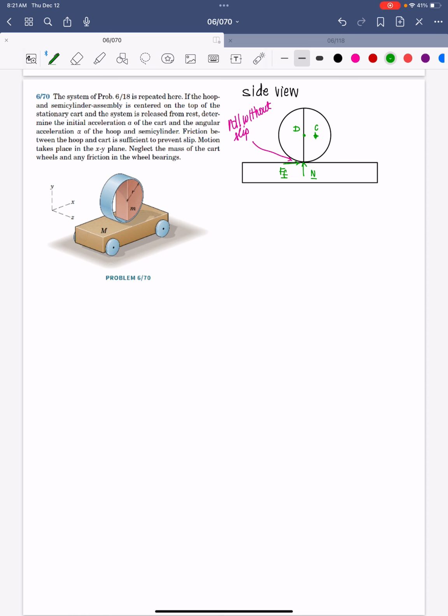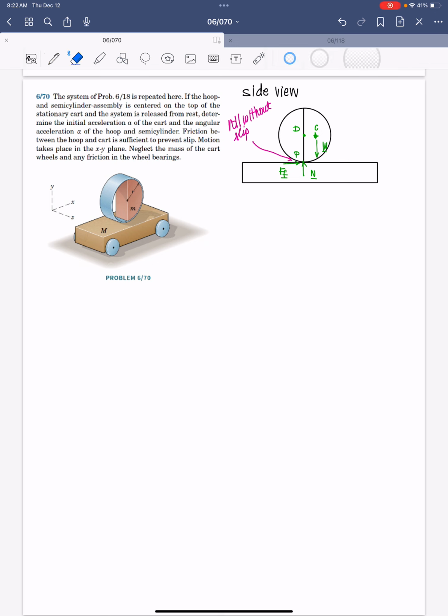Okay, so if I look at the weight, it's going to create a moment about this point. Even if I take the sum of moments about this point, I will call it P here, the weight will create a moment about P, which is going to cause the disc to turn. And because of the nature of this assembly, if the disc turns, then the cart is going to move. And we need to find the motion of these two parts after the system is released from rest.